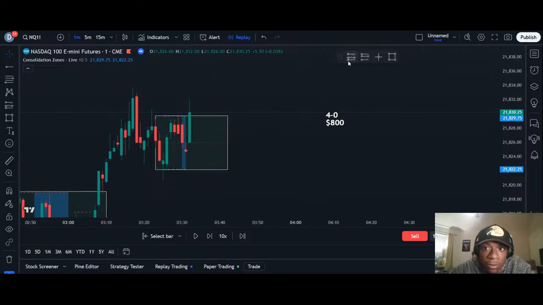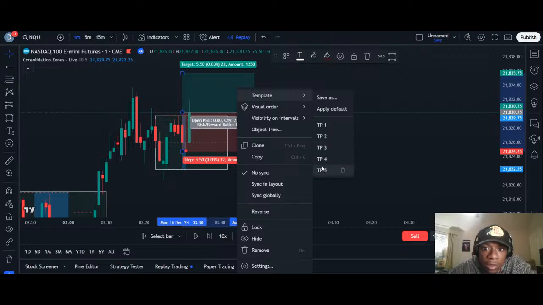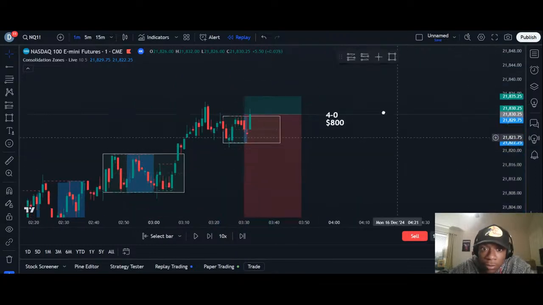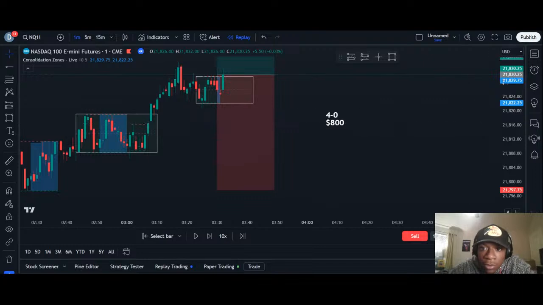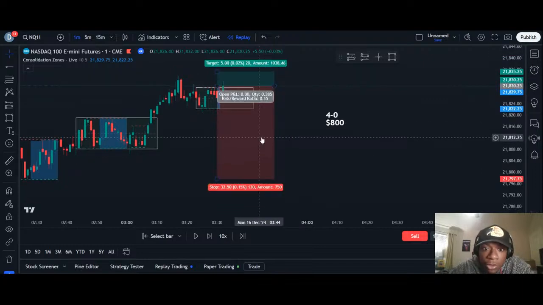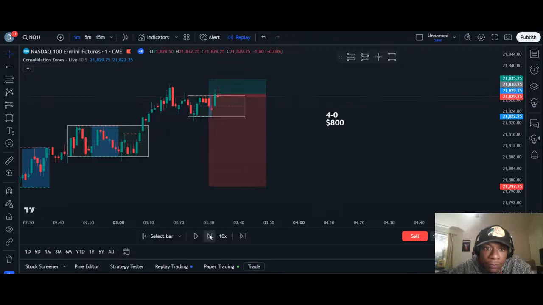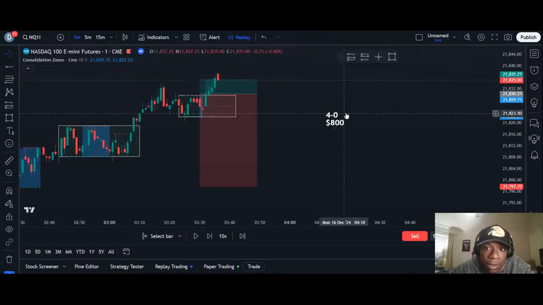Closed above the zone. This is trade number 5. TP5 template. You've got the biggest SL of the day now. Huge SL. The odds are in your favor. 130 tick SL. Let's see if you can get the win. And there you go.